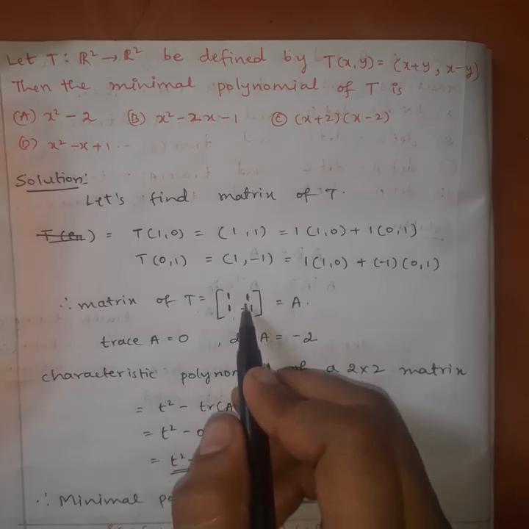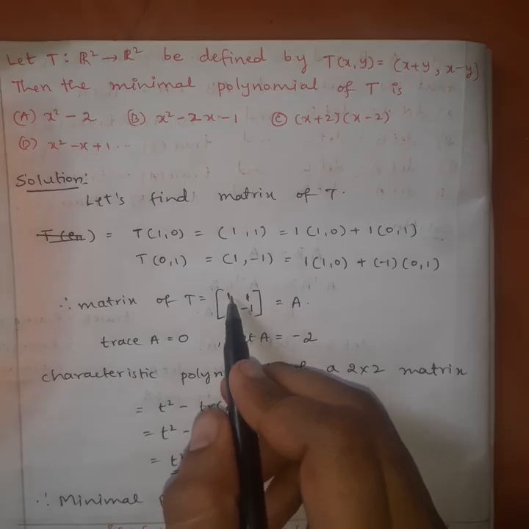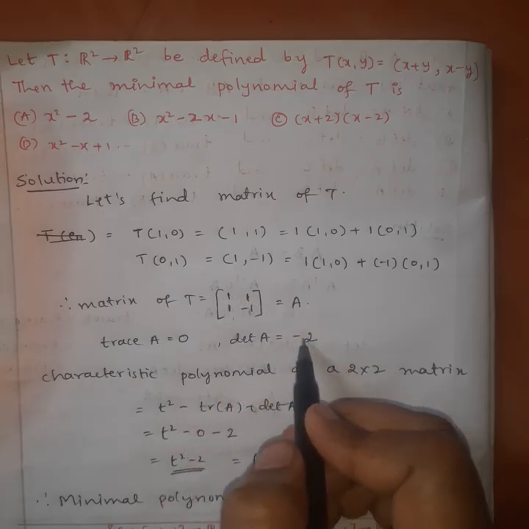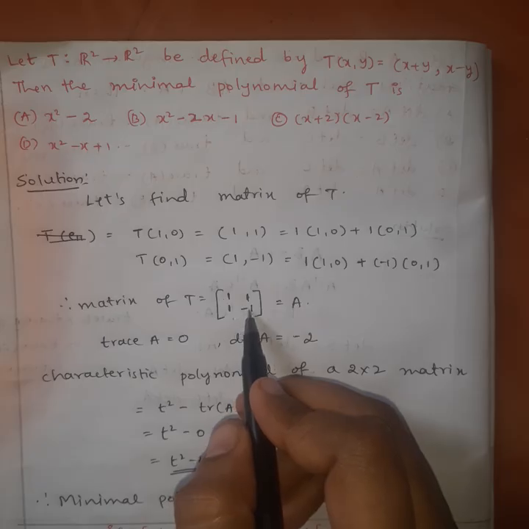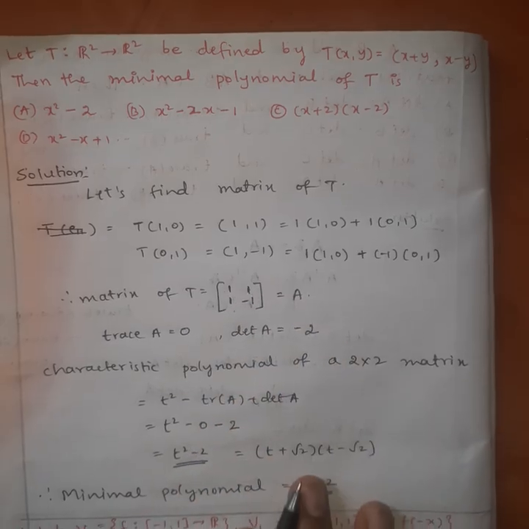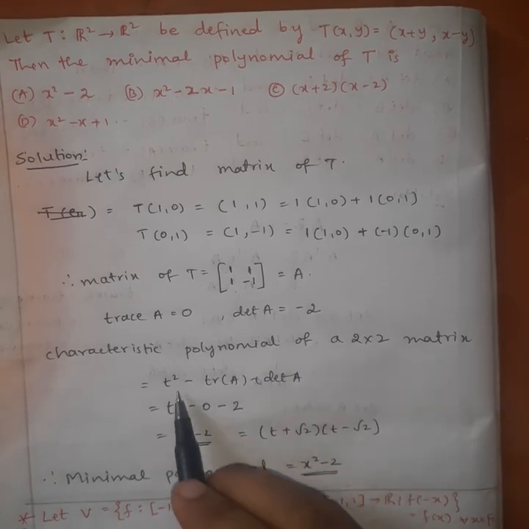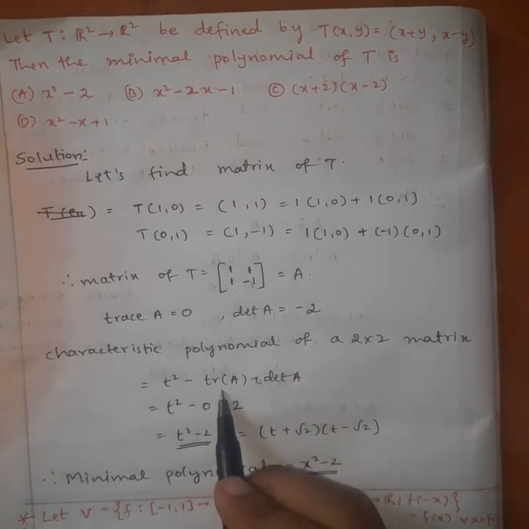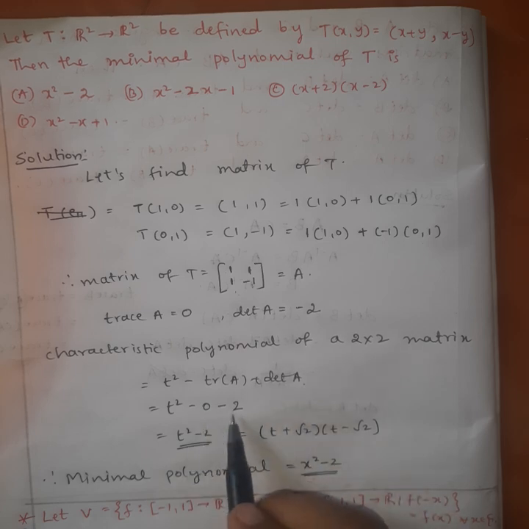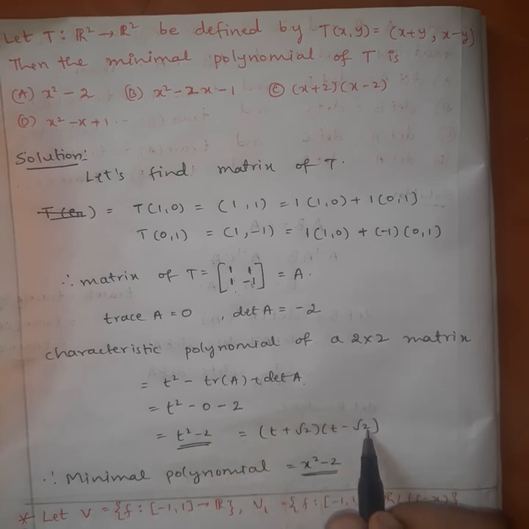Determinant of A, if you calculate, is −1 into 1, that is −1, minus 1, which is −2. Determinant of A is −2. The characteristic polynomial of a 2 by 2 matrix is given by t square minus trace A t plus determinant of A. So t square minus 2. This can be factorized into (t plus root 2) into (t minus root 2).